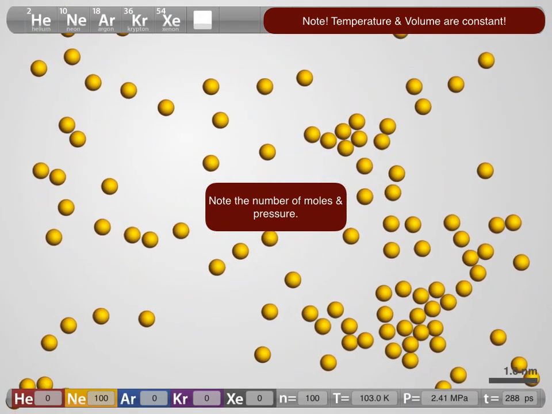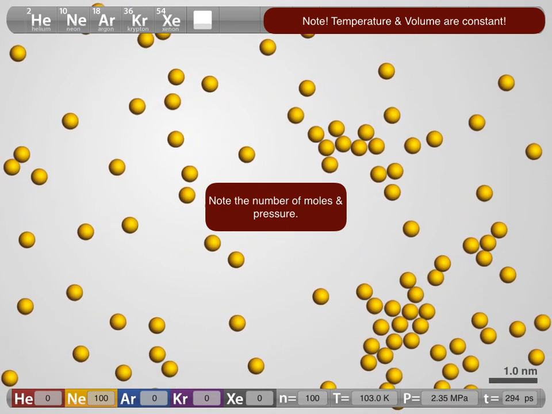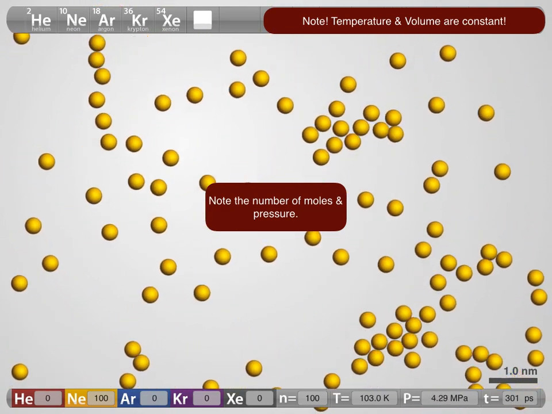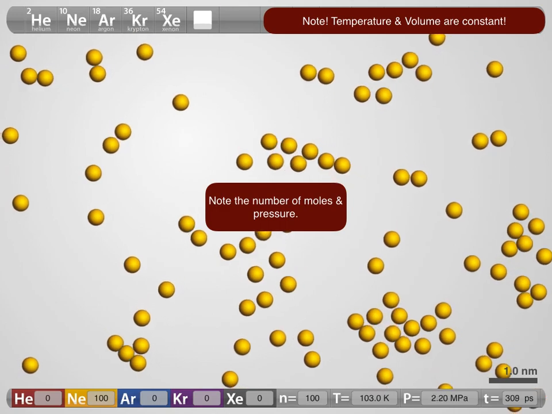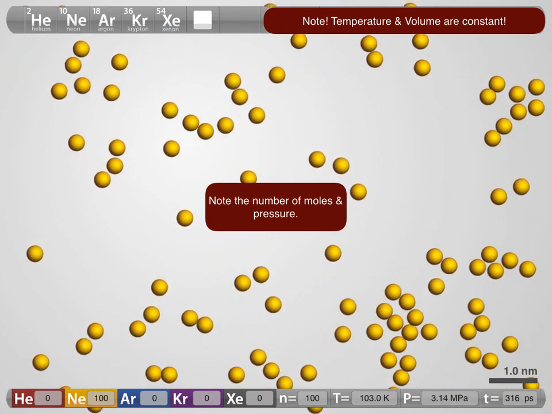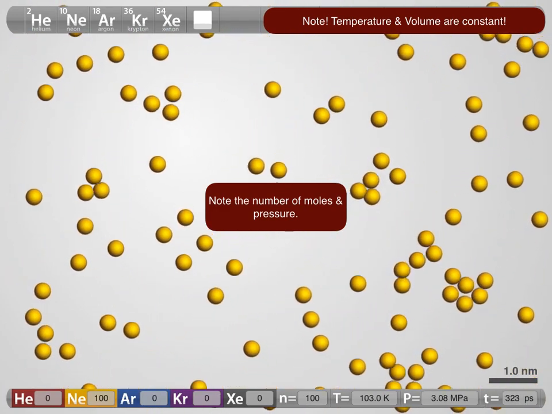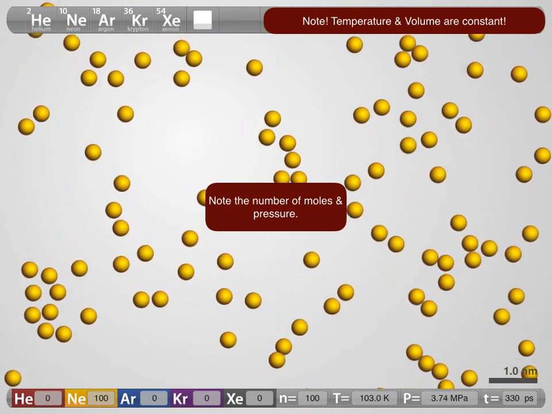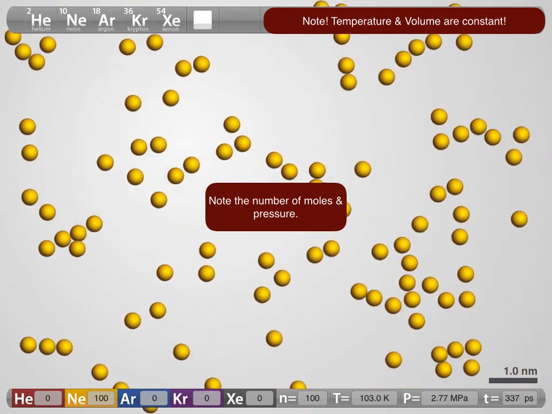Instead of helium, we now have 100 atoms of neon. The temperature and volume are still the same. Yet note how the particle velocity has decreased. The pressure, however, is still the same since the force applied per unit area is still essentially the same.